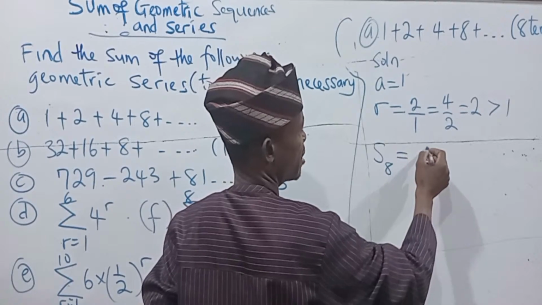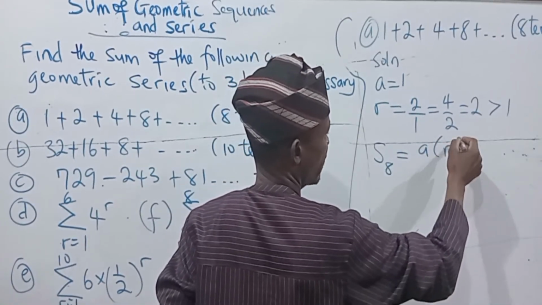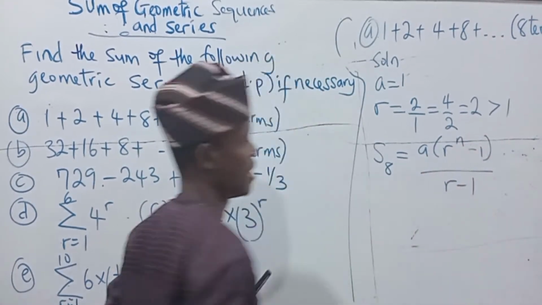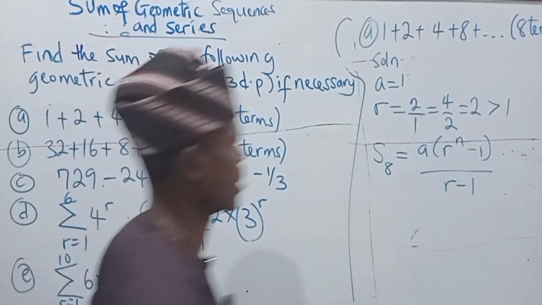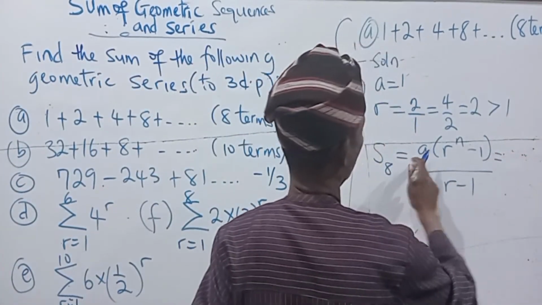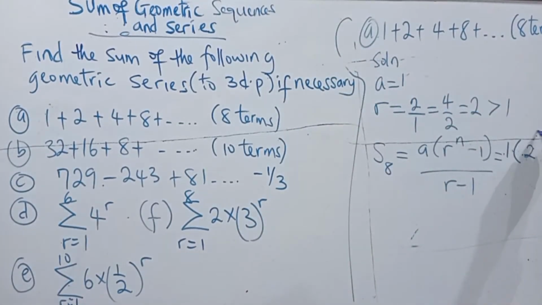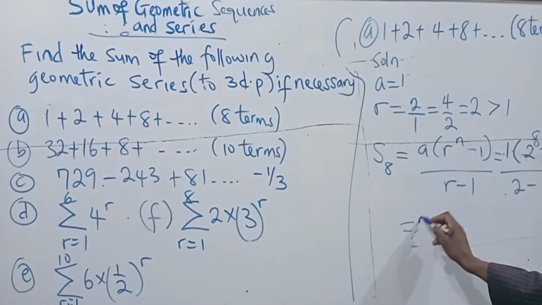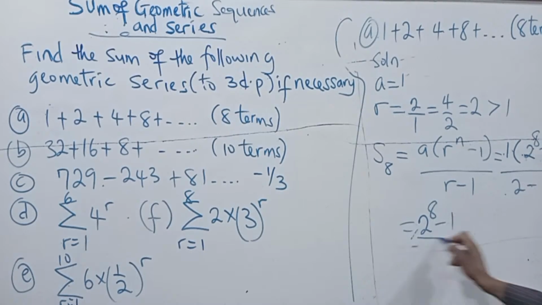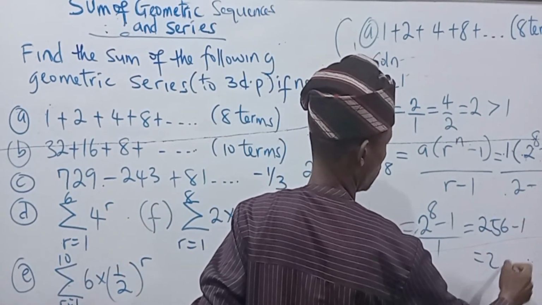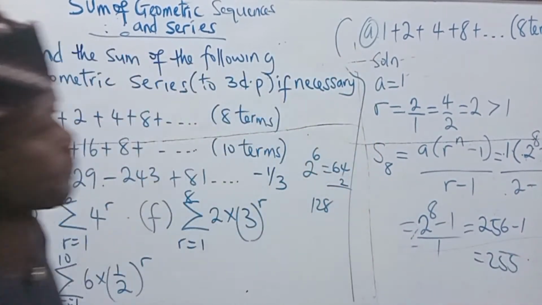That will be equal to what? a times this one, minus 1, and then begin to make your substitution. The first term is 1. The common ratio is 2 to the power 8, minus 1, over 2 minus 1. So it's giving us 2 to the power 8 minus 1 over 1. So 256 minus 1, and that's 255.